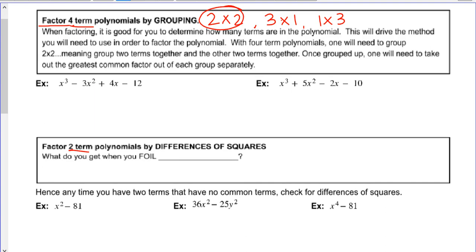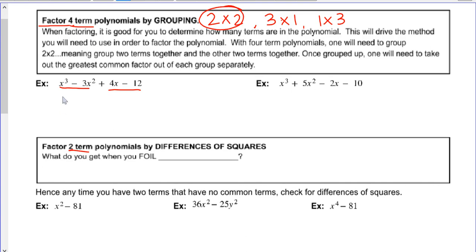With 4-term polynomials, one will need to group 2 by 2, meaning grouping 2 terms together and the other 2 terms together. Once you have grouped up, one will need to take out the greatest common factor of each group separately, just like what we were doing in the previous examples. So in this first example, I'm going to choose these 2 terms to group up separately into 2 separate groups. And when you group things, there should be things that are in common. If you do not have things that are in common, then you need to go back and put 2 other terms together in order for that to happen.